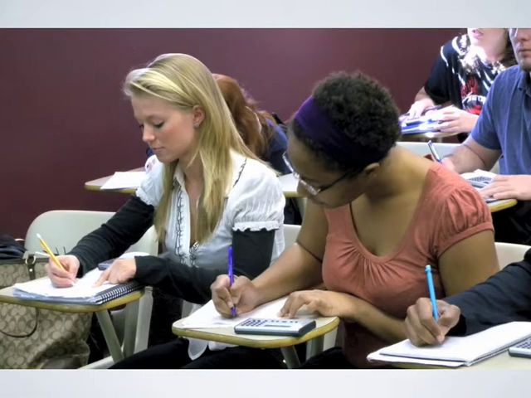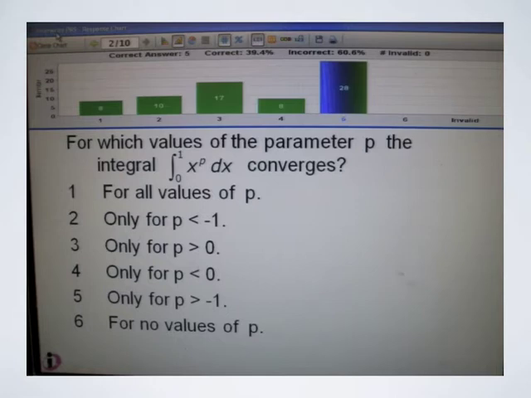So here you see some of my better students making computations, even though this question is of such a nature that the answer should be immediate. Here is a photograph of the display of the classroom computer. It shows how my students fared in this particular question: for which values of p does the integral from 0 to 1 of x to the power p dx converge? The correct answer choice is number 5, and less than 40% of students got it right, even though this was a matter just discussed.